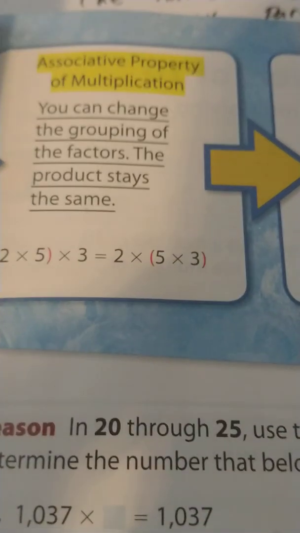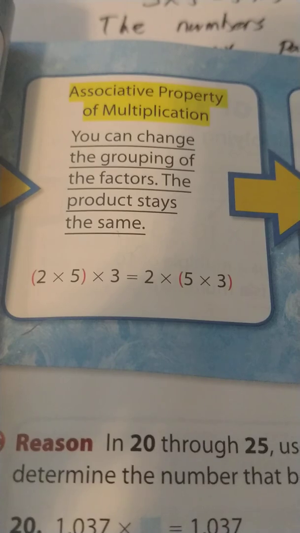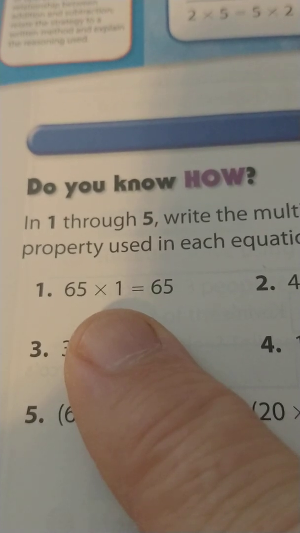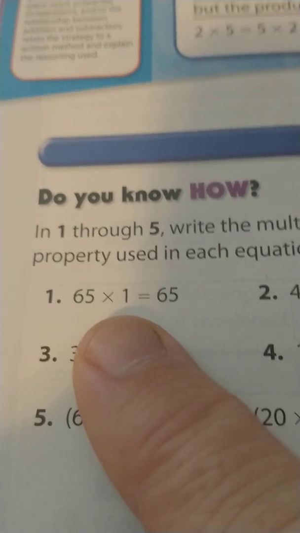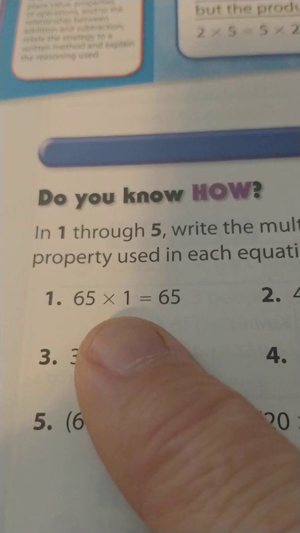What these problems are going to look like is they're going to show you, look, what property is this? Here I have 65, I multiplied it by 1, it equals 65. Well, that's really easy. It kept its identity. That's the identity property.